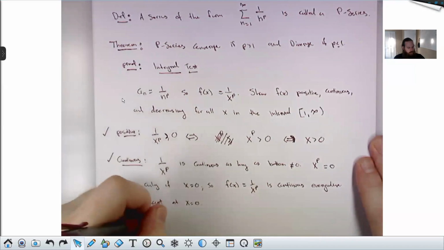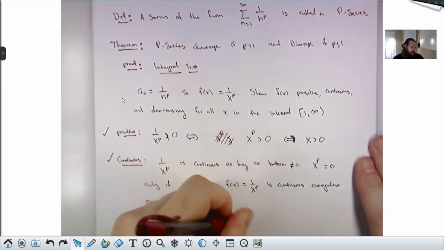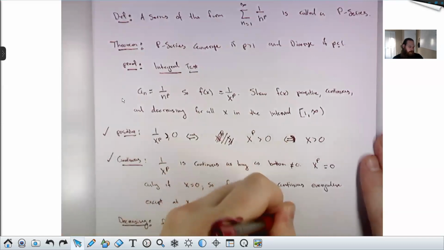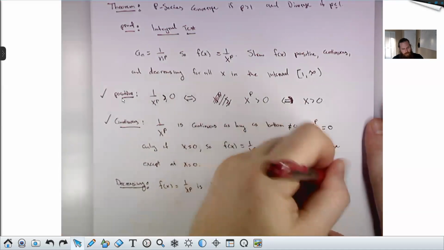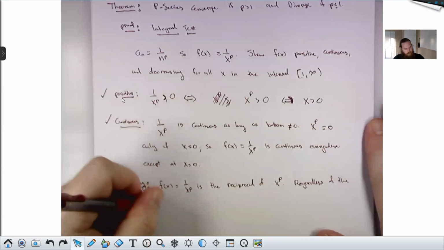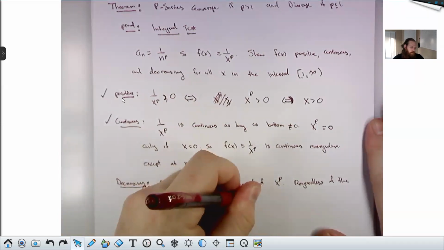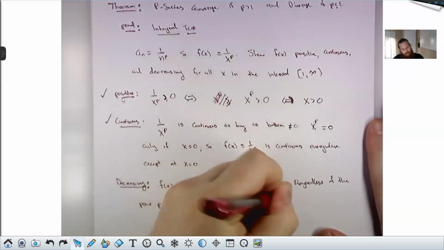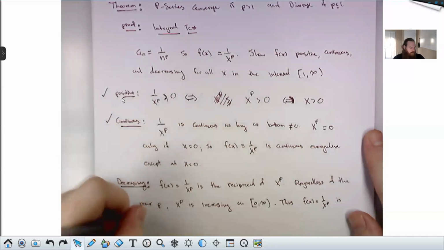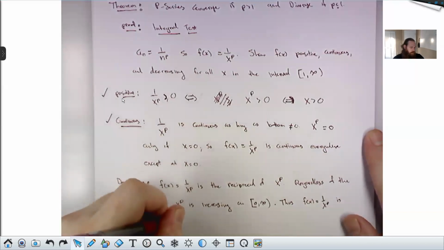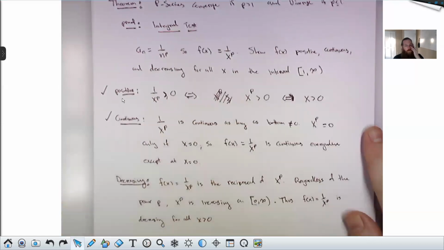Here's the lazy man's way to do this. F of x equals 1 over x to the p is the reciprocal of x to the p. And regardless of the power p, the function x to the p is increasing on the interval 0 to infinity. Thus, f of x equals 1 over x to the p is decreasing for all x greater than 0. And again, in particular, certainly decreasing everywhere on the interval 1 to infinity.